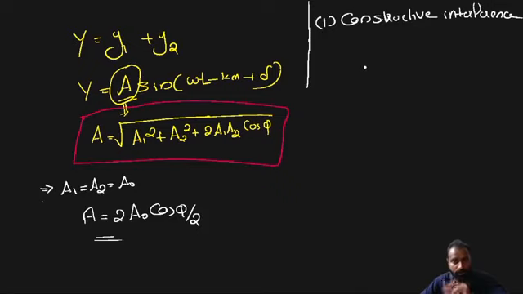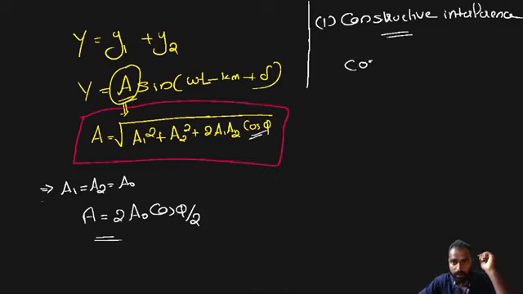Constructive interference is when the resultant amplitude, after superposition of these two waves, is maximum. Such a case is called constructive interference. So for the condition of maximum amplitude, from here we can see this cos phi factor should be 1.